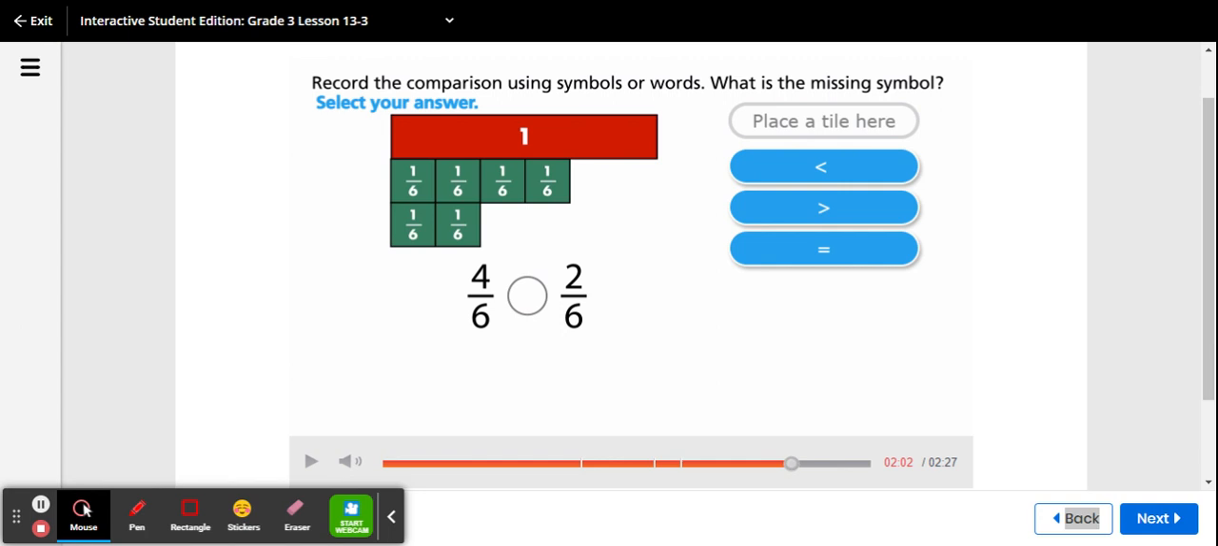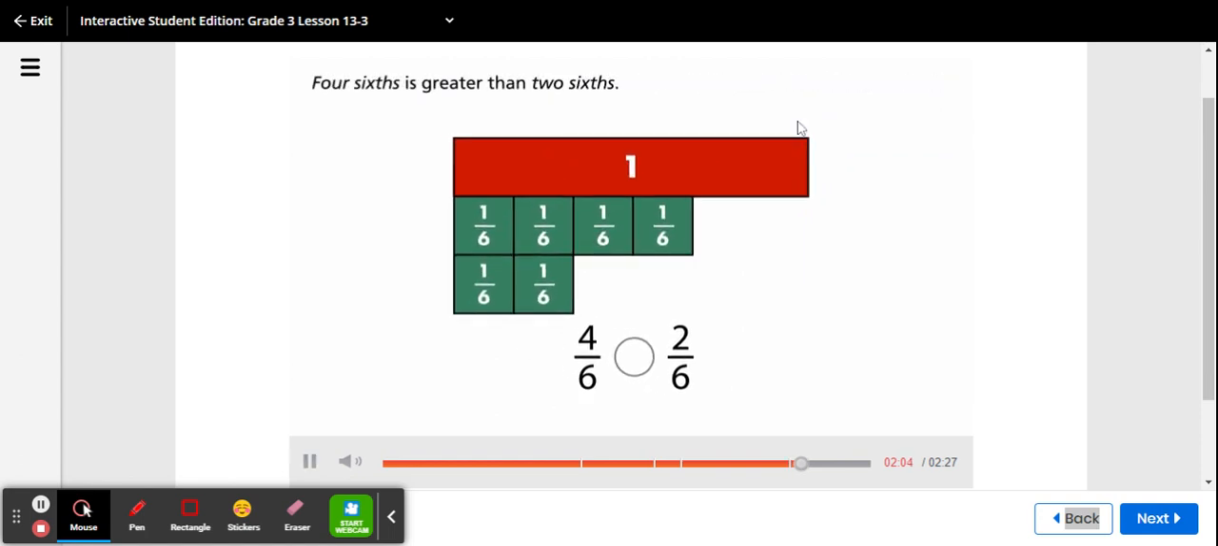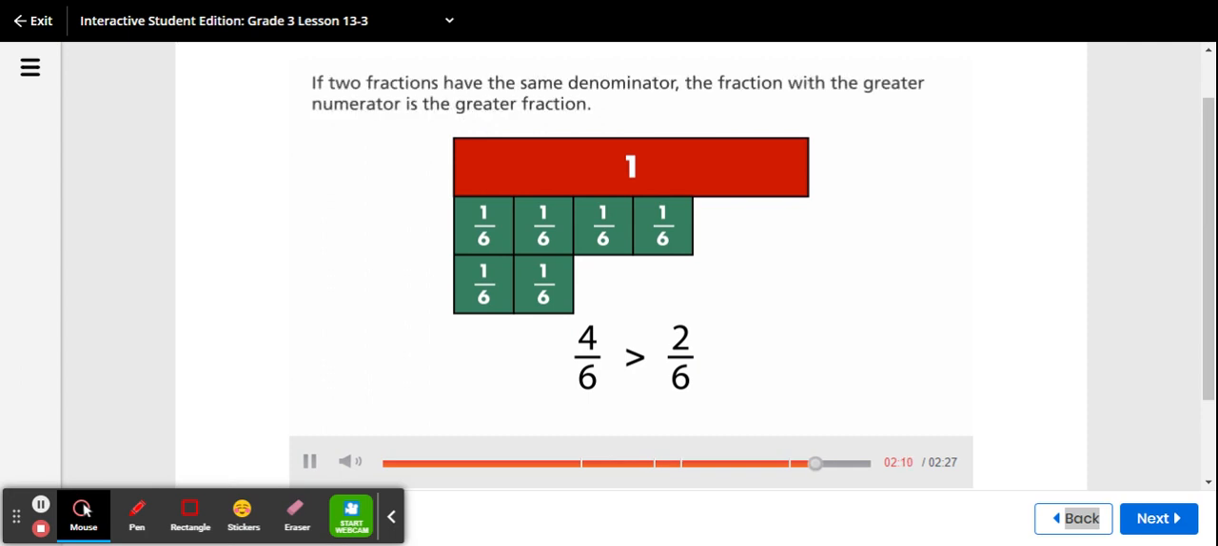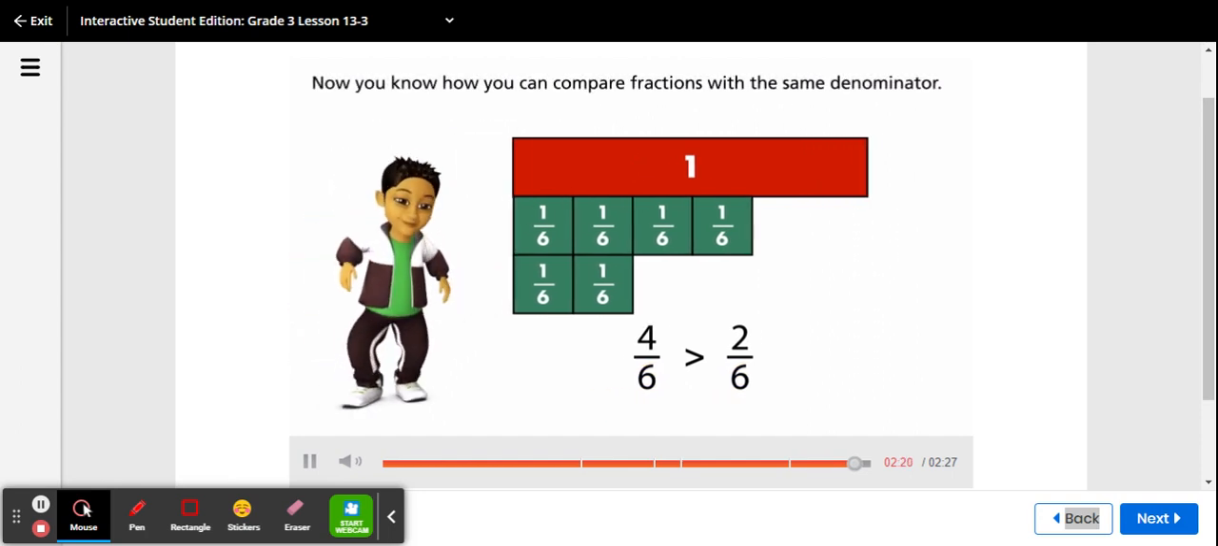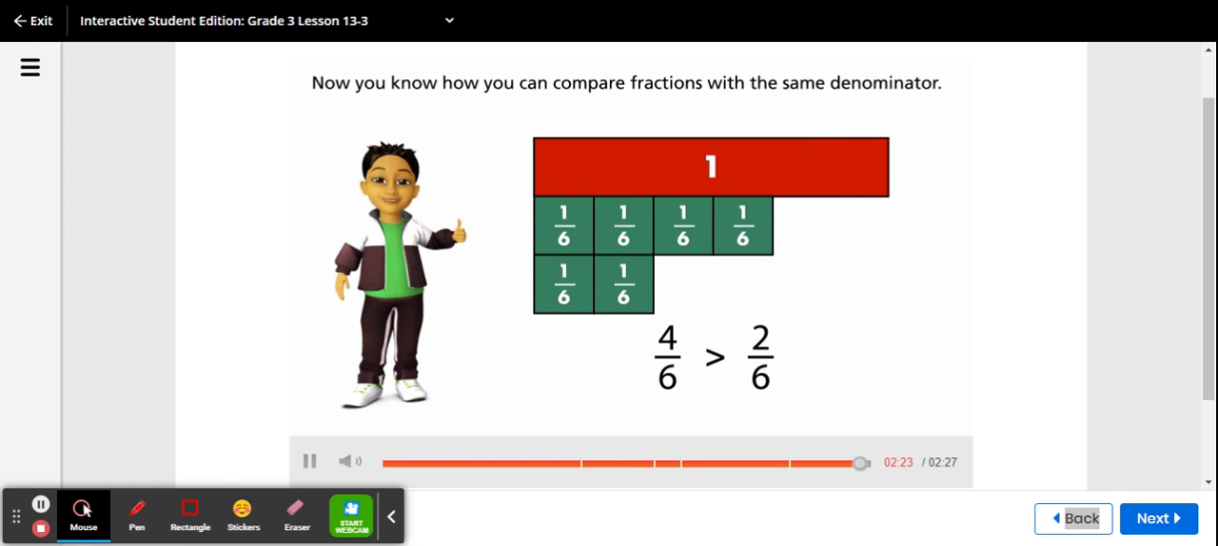So over here, knowing that I have 6, my whole things are divided up into 6 equal parts. So those are 6. Having 4 of them is going to be greater than having just 2 of them. Because they are the same size, all I have to do is to see which one I have more of. 4/6 is greater than 2/6. If two fractions have the same denominator, the fraction with the greater numerator is the greater fraction. Now you know how you can compare fractions with the same denominator.